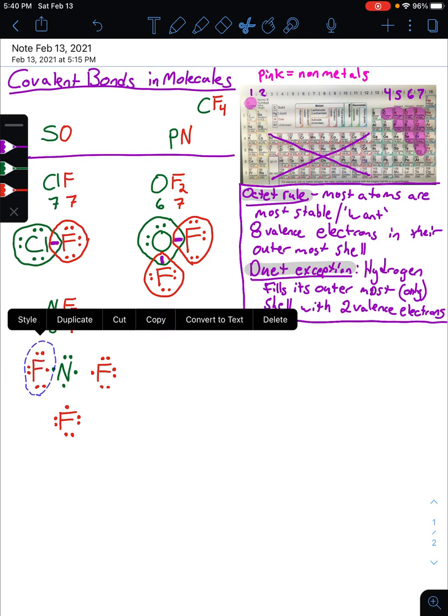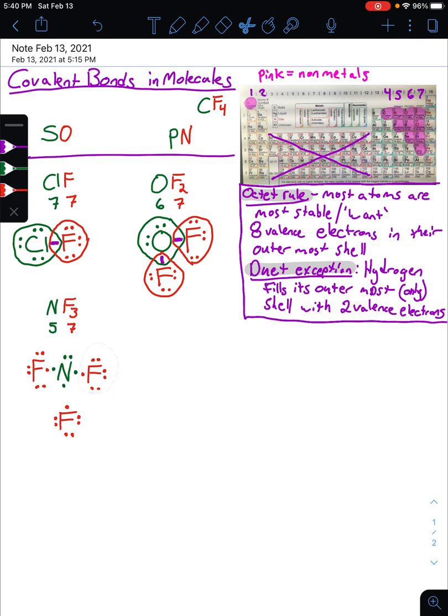I animatedly move them in to pair them up. Take those unpaired valence electrons and make them a pair. Replace the dots with a line. You get NF3, 3 single bonds.